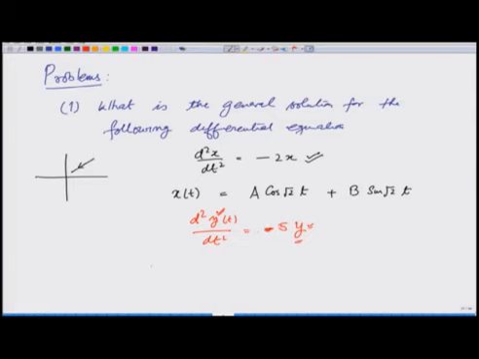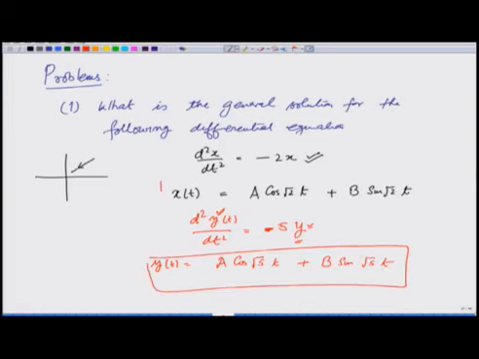proportional to the displacement. Therefore, y(t) again is going to be some constant A cosine of root 5 t plus B sine of root 5 t. That is the general solution. You can check it for yourself, right, that if you take the second derivative, it will satisfy this equation. So, this is just looking at the equation where the second derivative of a quantity with respect to some other quantity is proportional to that quantity itself, of which I am taking the second derivative, and there is some constant.